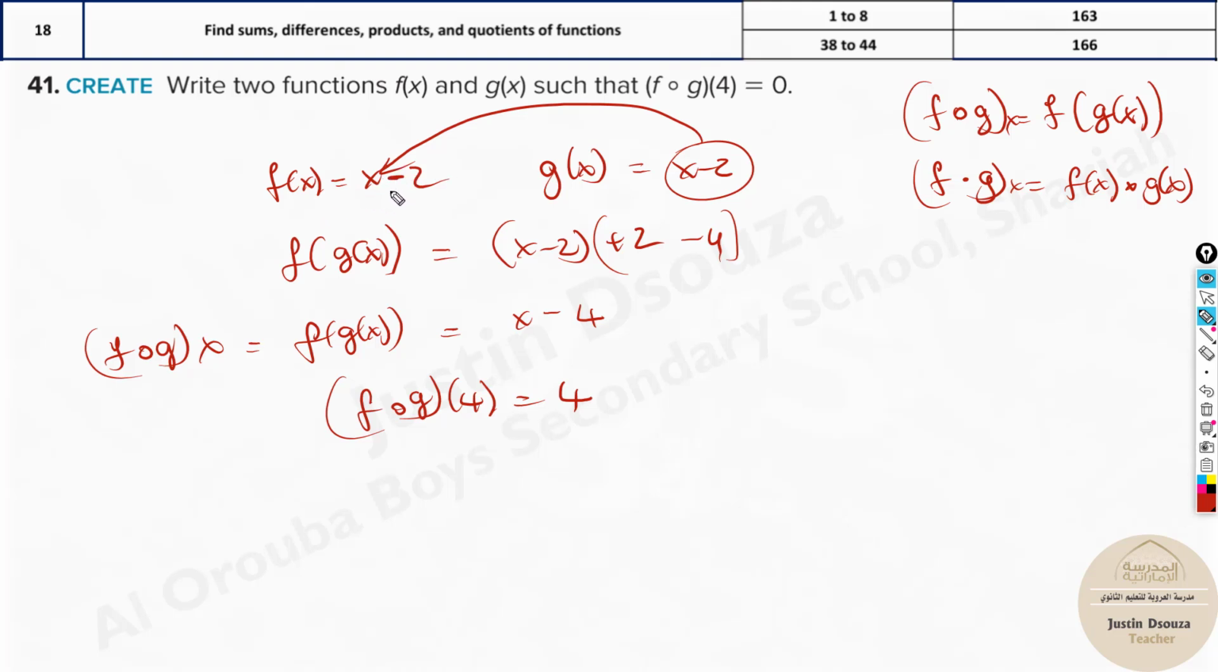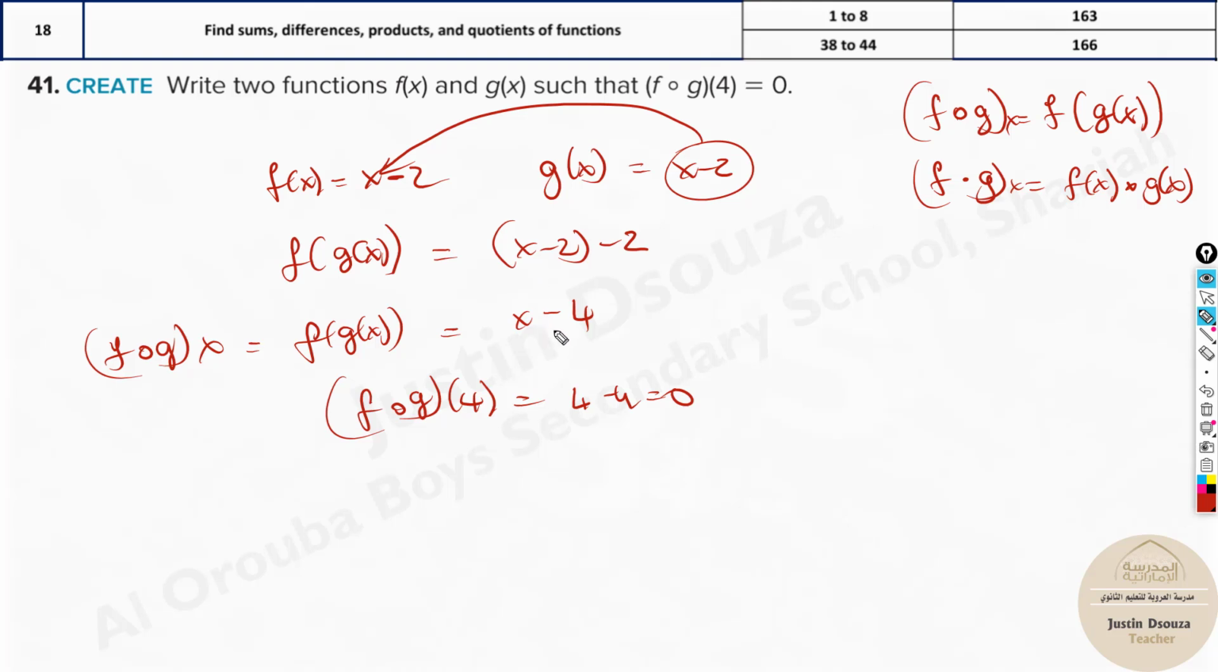If I have x minus 2 here, I'll erase this all. Wait, it's minus 2. Now can you solve it up? It's going to be minus 2 minus 2. What happens? It'll be x minus 4. Now substitute 4, it will be 4 minus 4. That is 0. So if you have two same functions, yes.